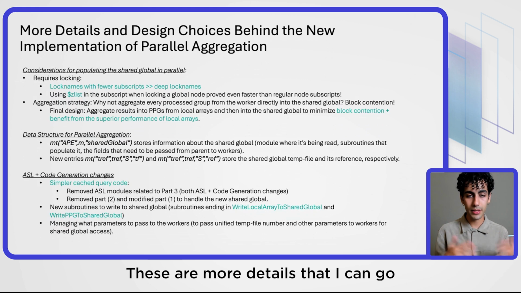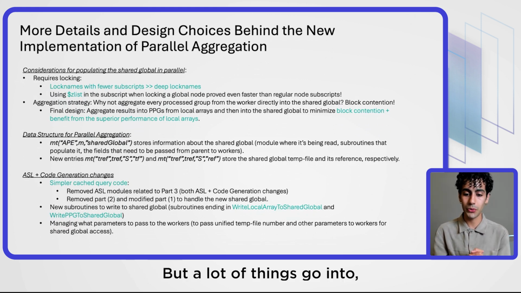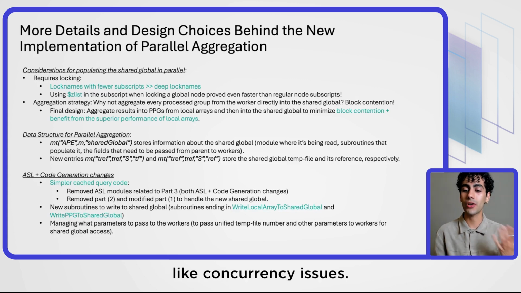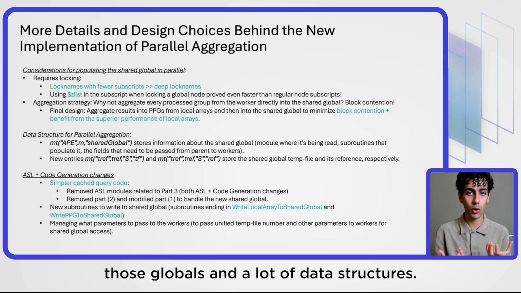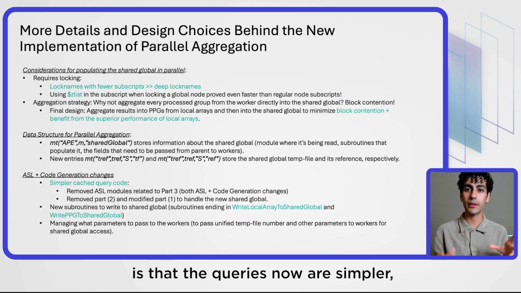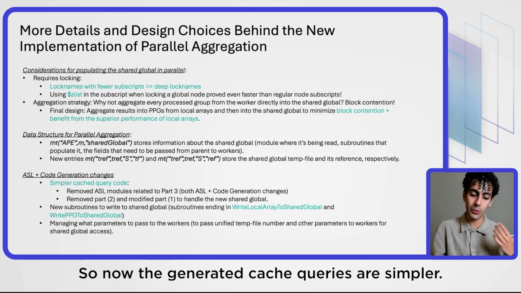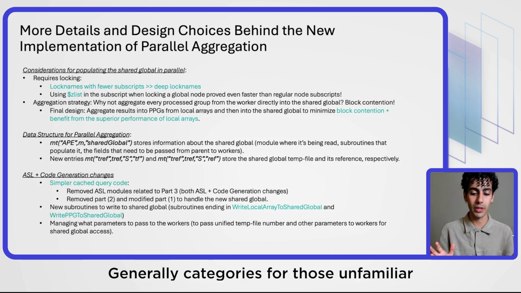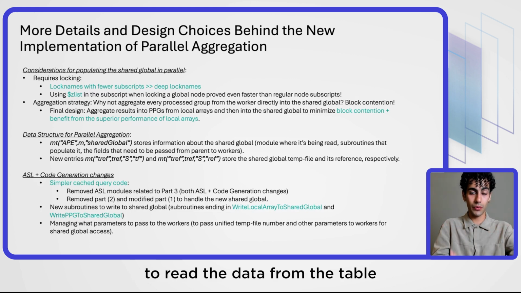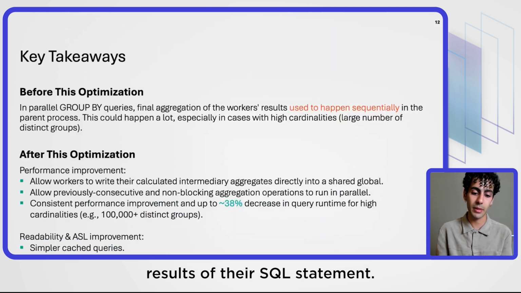These are more details that I skimmed over and omitted for brevity, but a lot of things go into writing things in parallel, like concurrency issues, so we need a lot of locking on those globals and a lot of data structures. And one other good thing that is also a side effect is that the queries now are simpler because we omitted part 3 that we referenced before. So now the generated cache queries are simpler. Generated cache queries, for those unfamiliar, are basically the code that is going to read the data from the table and do all the processing to read back to the user the final results of their SQL statement.